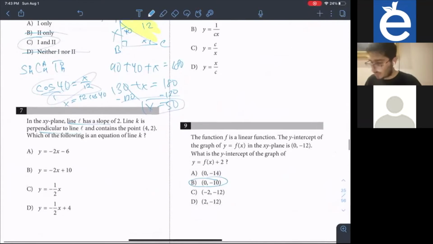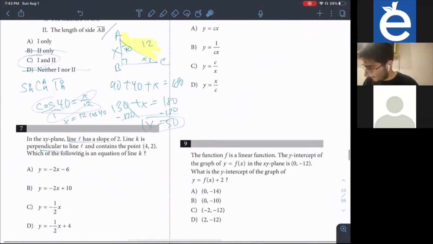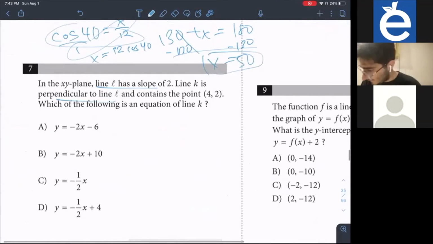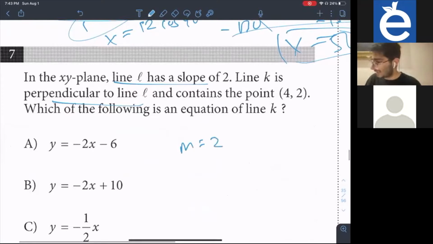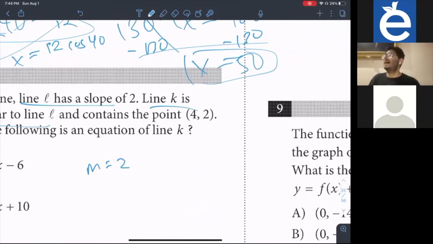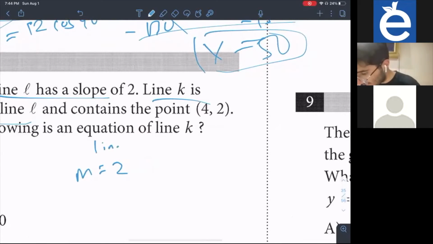Okay, now let's go to question 7. In the XY plane, line L has a slope of 2. Line K is perpendicular to line L. Line L has a slope of 2, and line K is perpendicular. Perpendicular means that it is the negative reciprocal of the slope. So if this is line L, line K would be the negative reciprocal, so it'd be -1/2 as a slope.